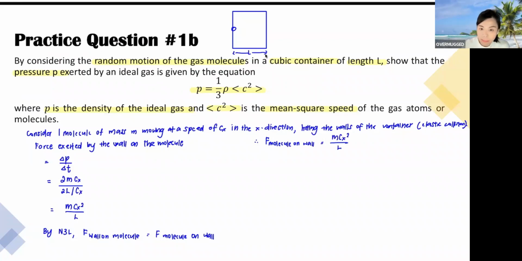Okay? But this is only one molecule. Now, in an ideal gas, or rather in any gas, there is more than one molecule. So therefore, the force exerted by the gas on the wall is therefore equal to N times of all the molecules times the mass of all the molecules times the mean square speed, because all the gas molecules or atoms, whatever the gas is, are traveling at different speeds. It is not possible to just use one speed of the molecule. Therefore, we need to use the mean square speed of the molecules, which is their average, and then divided by L. Okay?